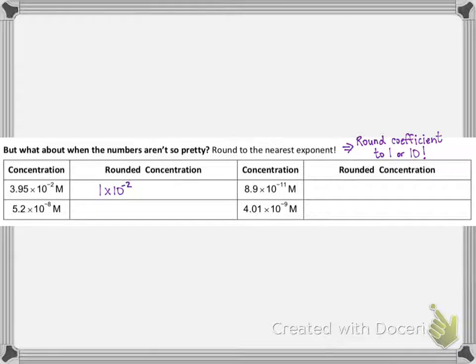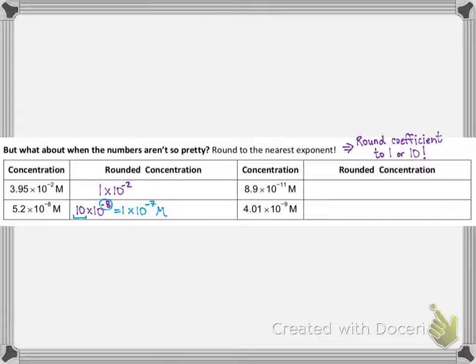But 5.2, that would round up. So now we have 5.2 times 10 to the negative 8 becomes 10 times 10 to the negative 8. You might be thinking, but wait, now there's a 10. Isn't that going to screw with stuff? Kind of. The thing is, you can't leave this as a 10. You have to drop it down to 1, which means changing your exponent. Remember, if your coefficient goes down, the exponent has to get bigger. So 10 times 10 to the negative 8th is just 1 times 10 to the negative 7th.